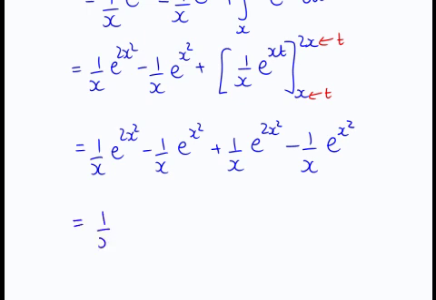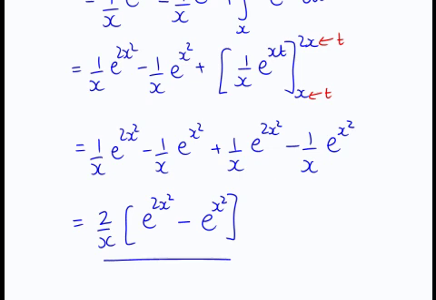And finally, in the next line, I can gather together the similar terms, and in fact I've got two of them, haven't I? So I've got two lots of e to the 2x squared minus two lots of e to the x squared, taking out the 2 as a factor and the 1 over x as a factor. And that is the answer to the original problem.